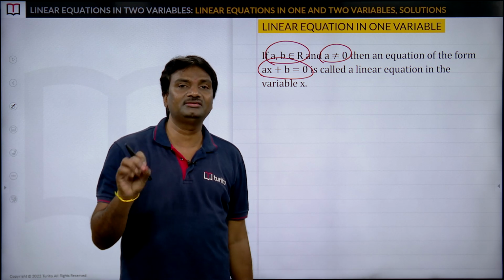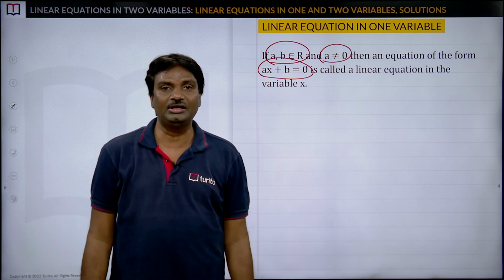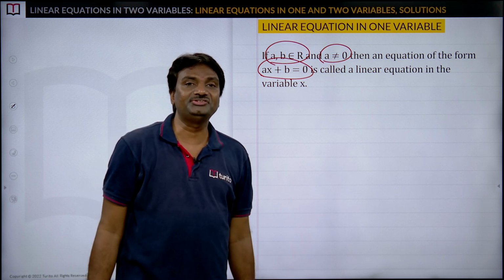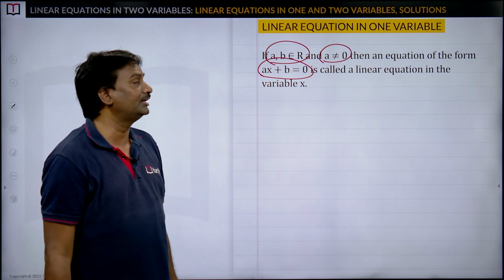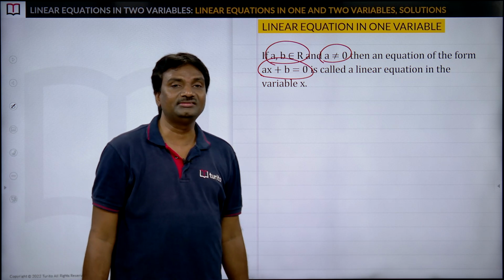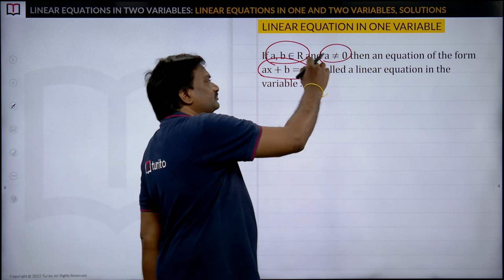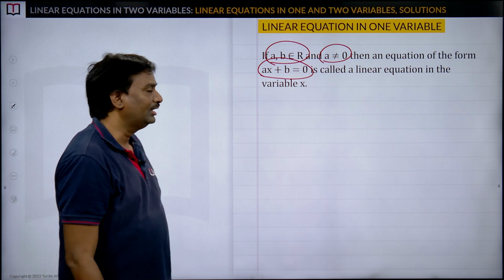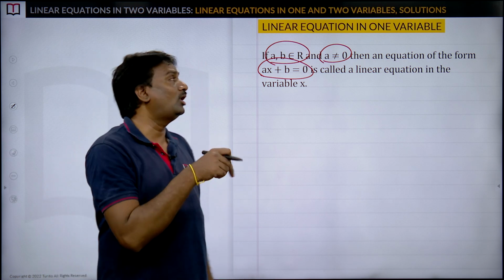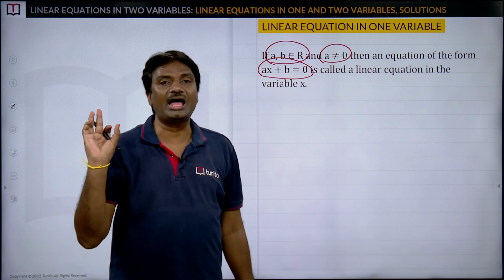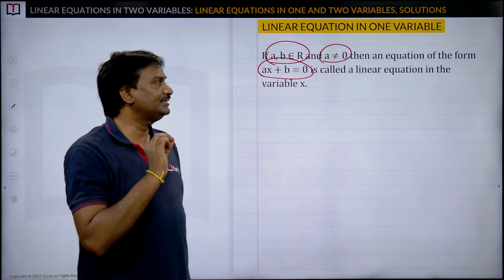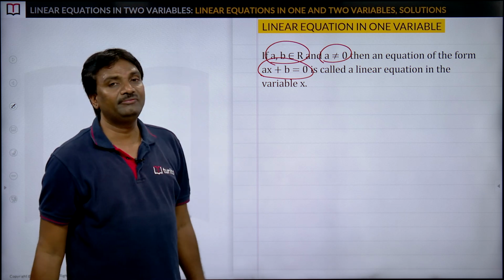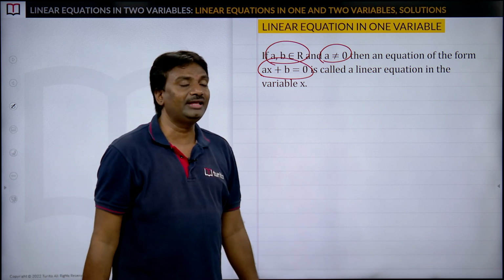In place of x you can take any value. That is why we can change the value of x, and that is why we call x a variable. Here we have A not equal to 0. You may have a doubt: what about B? You may take B as 0, but A must be a non-zero number. If A equals 0, then you will not get a linear equation.